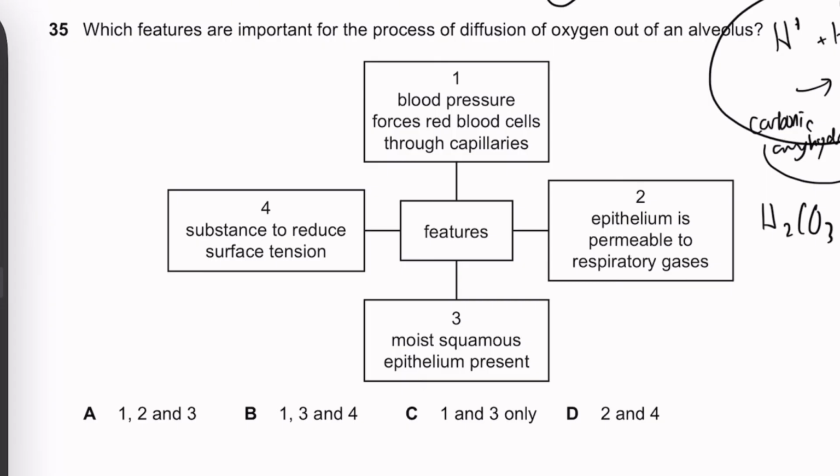Now for 2, epithelium is permeable to respiratory gases. That's actually great. The epithelium is permeable, so obviously, that's important for the process of diffusion. Moist squamous epithelium is present. That does actually allow the gases to diffuse and dissolve into aqueous materials, and then go back to how they were. So this is also important. However, substance to reduce surface tension is not only to avoid alveoli collapsing, it doesn't really have to do with oxygen diffusion. So I would say 1, 2, and 3, as A.